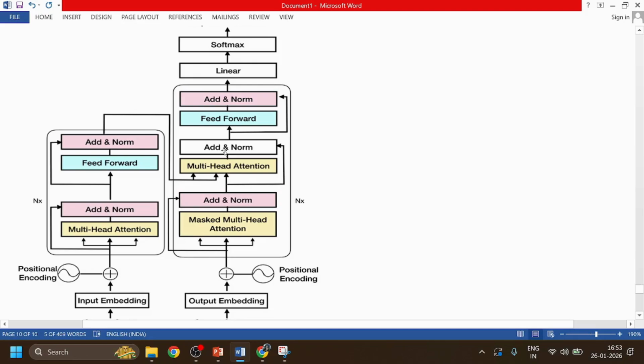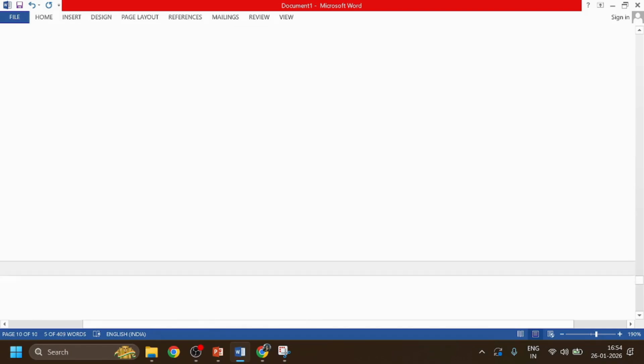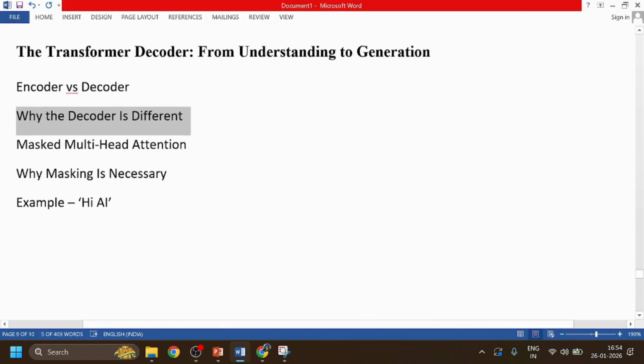The decoder is different from the encoder in one key way. It must not see future words. If it could, it would be cheating. As you see the word cheating, humans get it instantly.